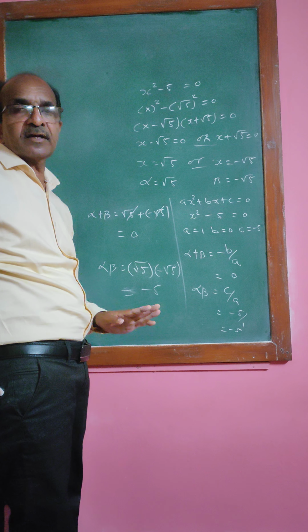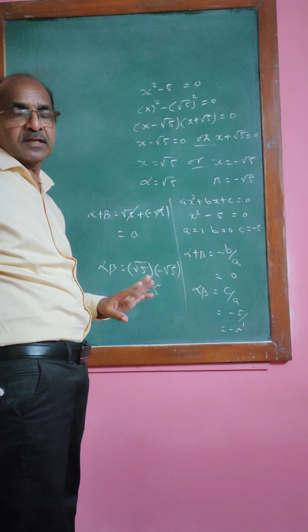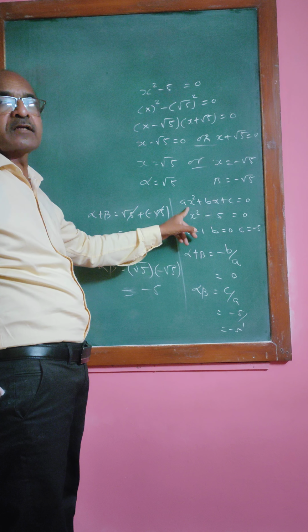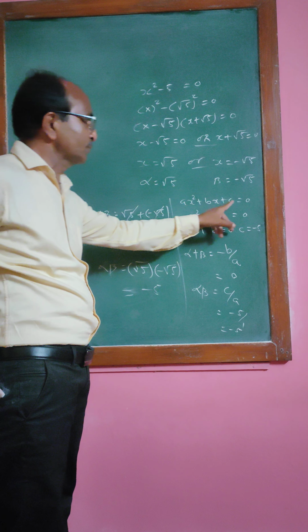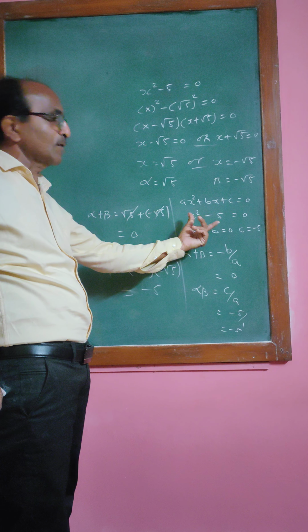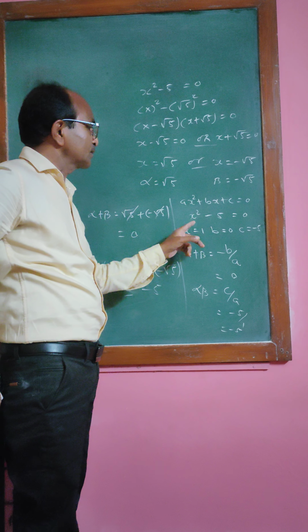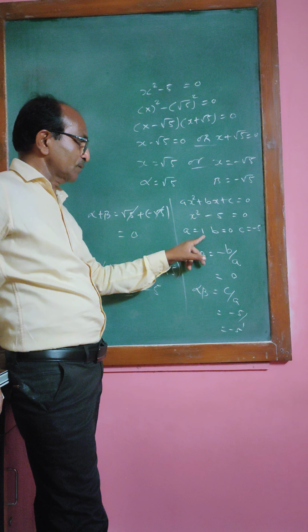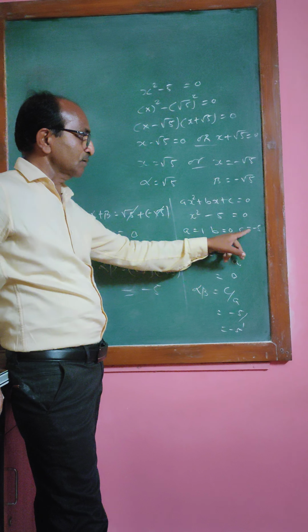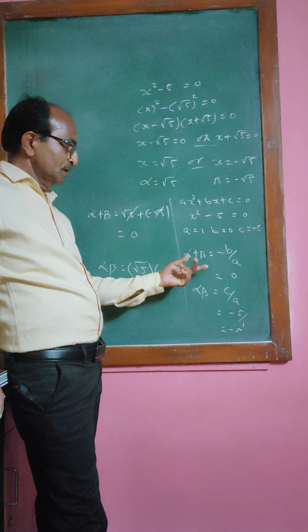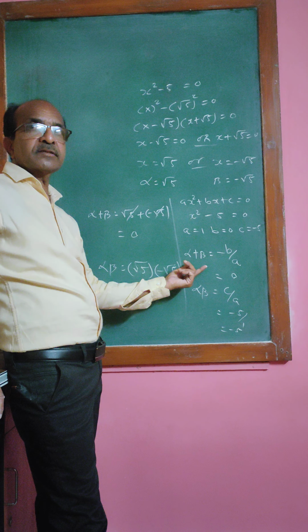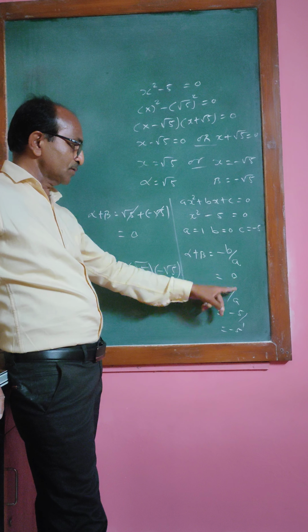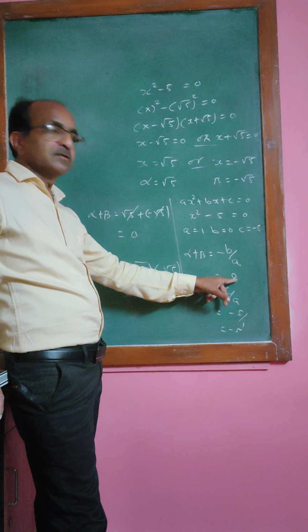Now we have to verify the relation of the zeros and coefficients of the quadratic equation. Using the standard quadratic equation ax square plus bx plus c equal to 0, we have to compare it with the given quadratic equation x square minus 5 equal to 0. Comparing, a equal to 1, b equal to 0, c equal to minus 5. Alpha plus beta, the sum of the two roots, is equal to minus b upon a. b is 0, so 0 upon a is 0.